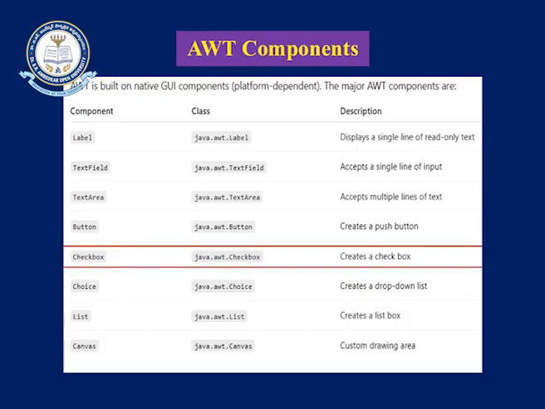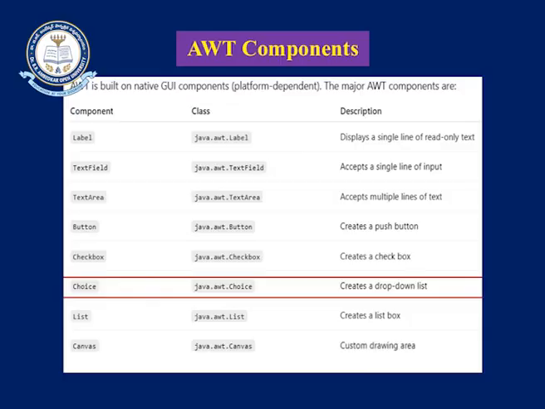Next one is the checkbox. Checkbox is one component. What is the purpose of the checkbox? Suppose you want to select more than one option, suppose you qualified in more classes, you passed intermediate, 10th class, degree, PG, then you have to select what you have passed. In such types of cases you can use checkboxes.